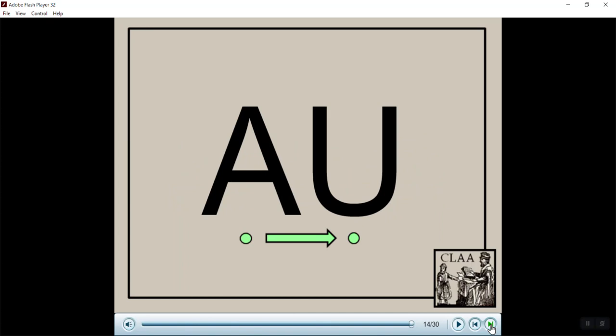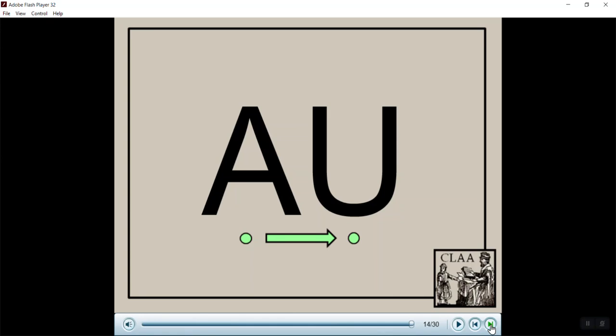The second Latin diphthong is au, au. If you point to the green dot under the vowel a, we can read this together. Au, au. Do you hear how we blend the two sounds of a and u to form the diphthong? Au, au.